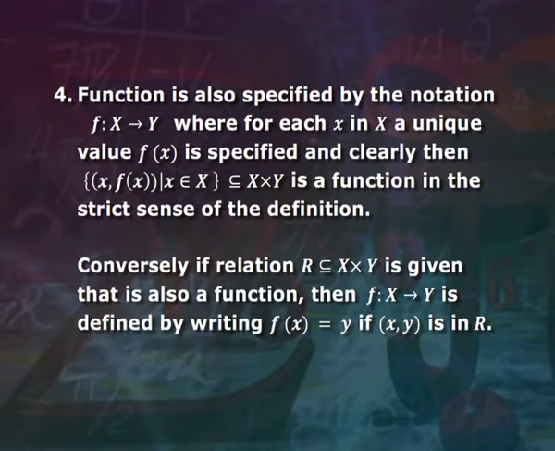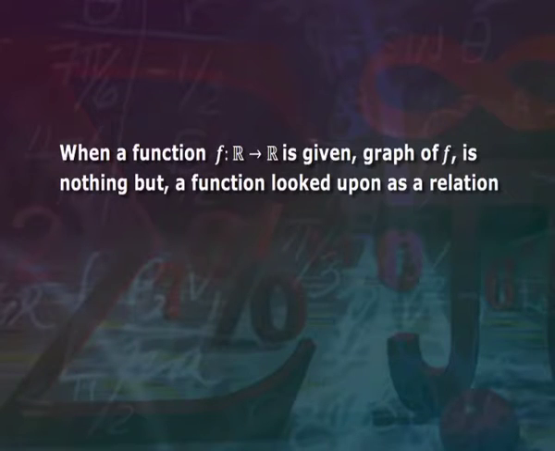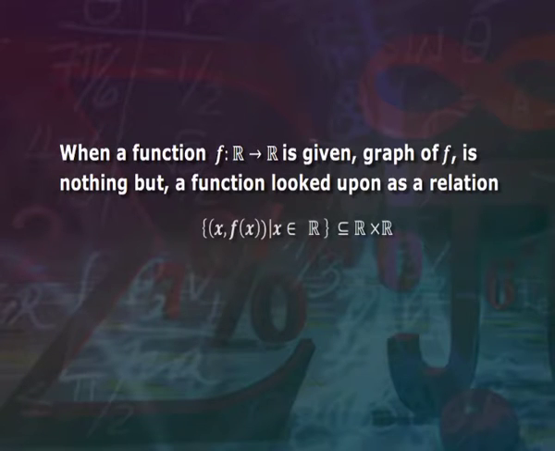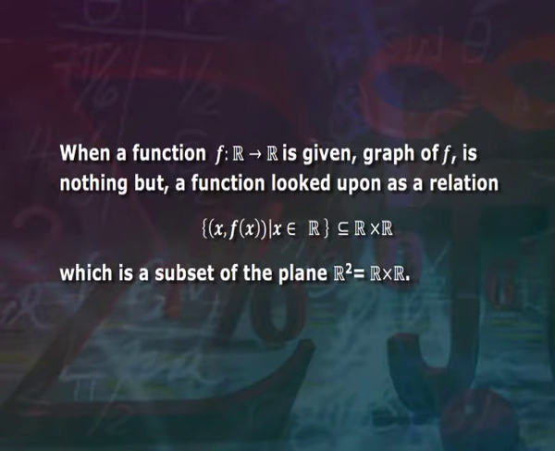Conversely, if a relation R, a subset of X cross Y, is given that is also a function, then f from X to Y is defined by writing f(x) = y if (x, y) is in R. When a function f from R to R is given, the graph of f is nothing but the function looked upon as a relation: the set of ordered pairs (x, f(x)) such that x is in R, which is a subset of R square.